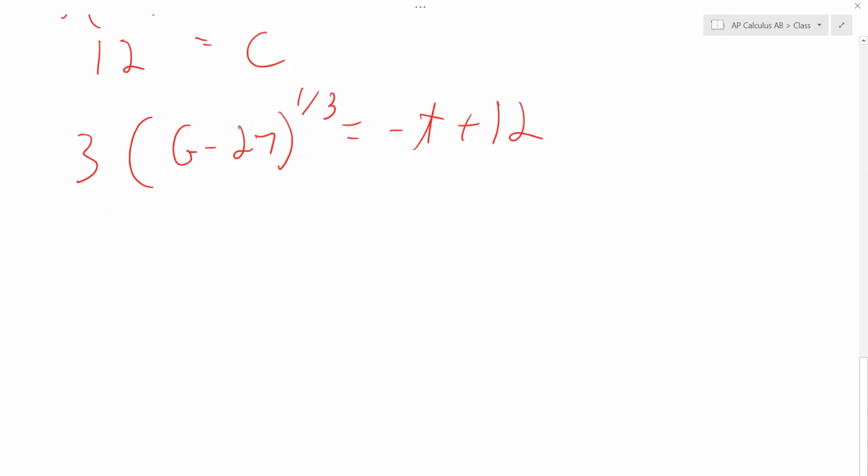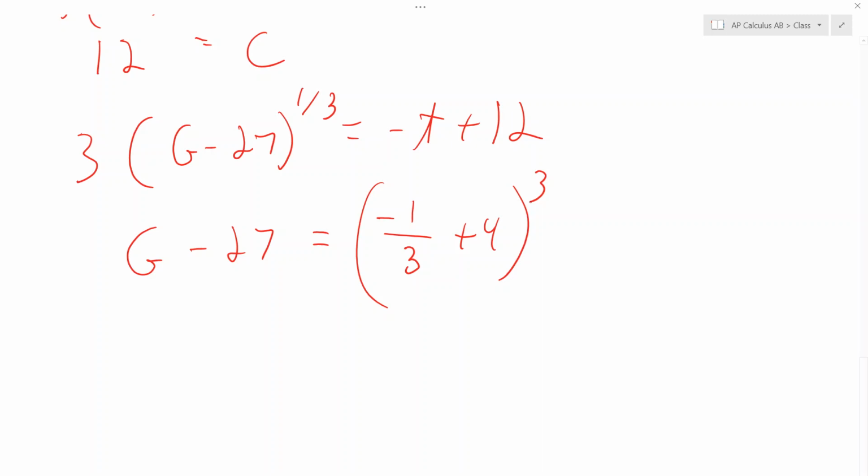So first thing, divide by 3. And then, not cube root, cube it. Get rid of the 3 by dividing by 3. Raise it to the 3rd power. And then we're going to add 27 and sit back and think, man, oh man, am I smart. I'm doing differential equations in high school. Look at me. Okay? All right.